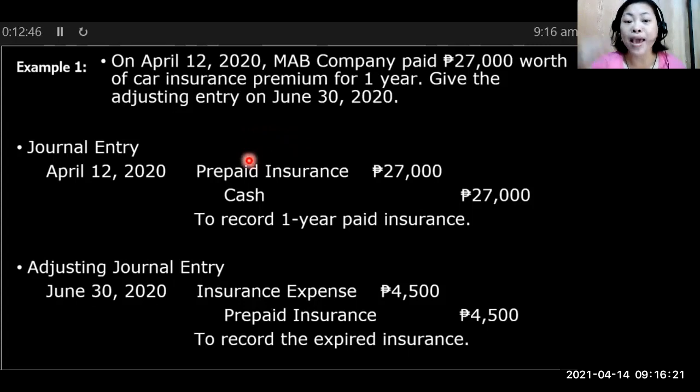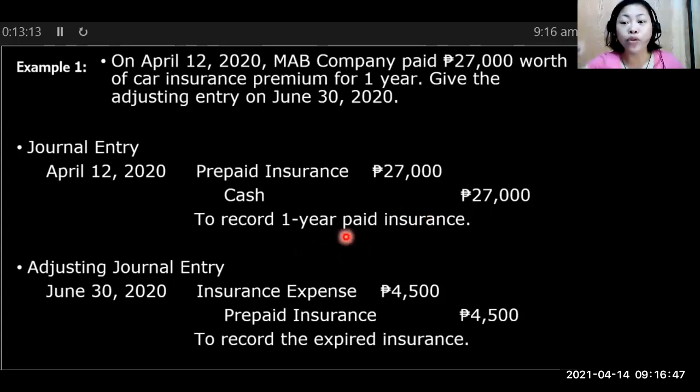So upon payment of the insurance, your journal entry would be, of course, the date is April 12, 2020. Prepaid insurance is 27,000. So we use the prepayment. Prepaid insurance 27,000. Cash 27,000 to record 1 year paid insurance.